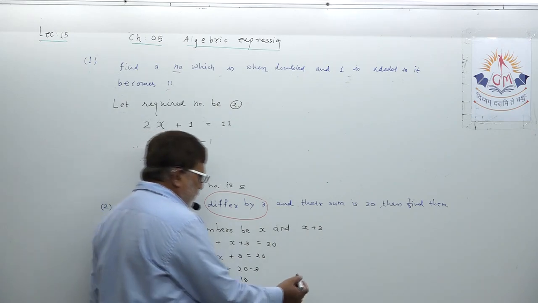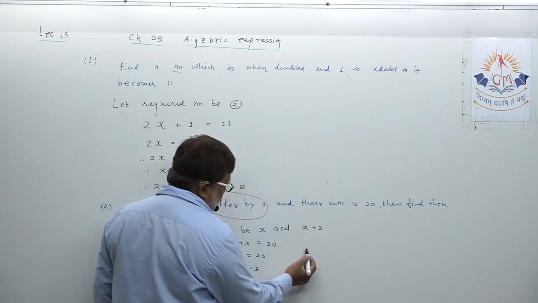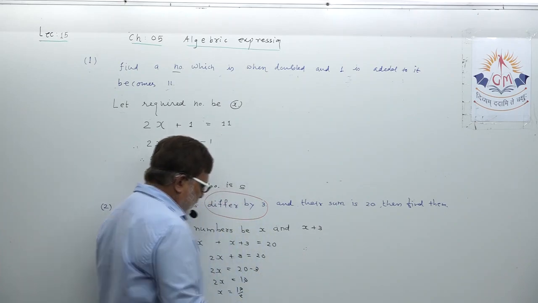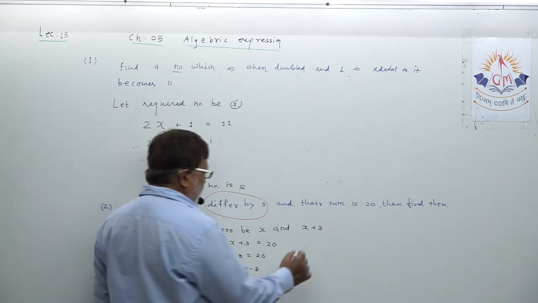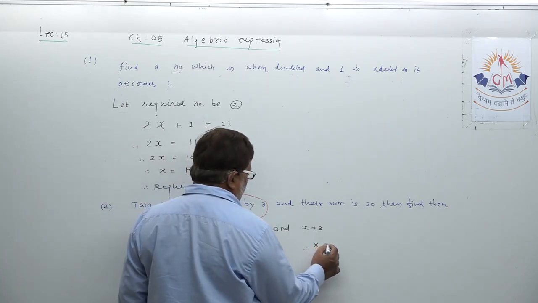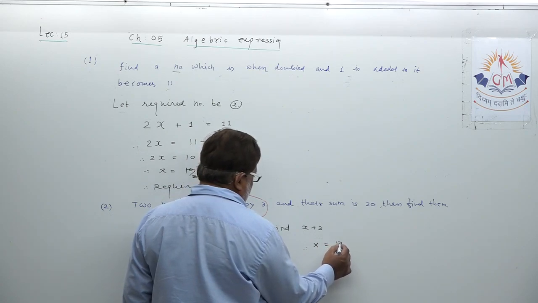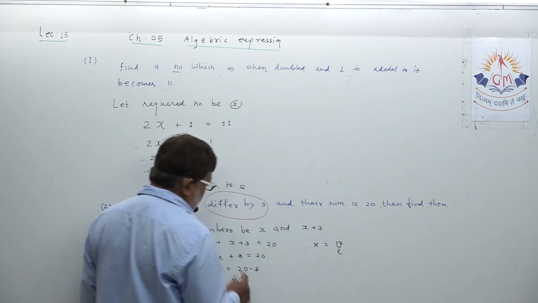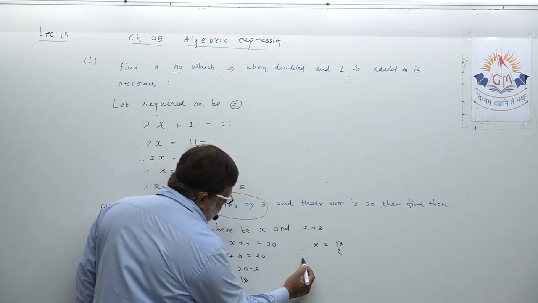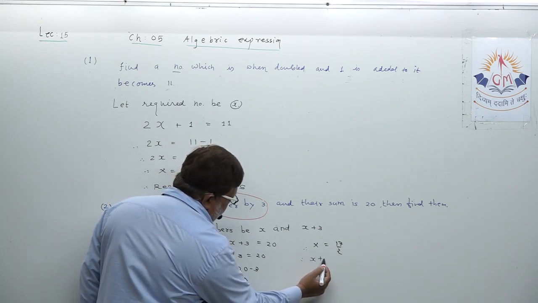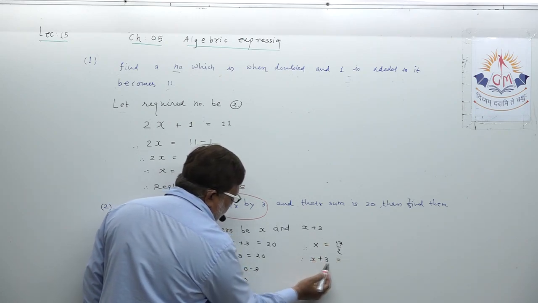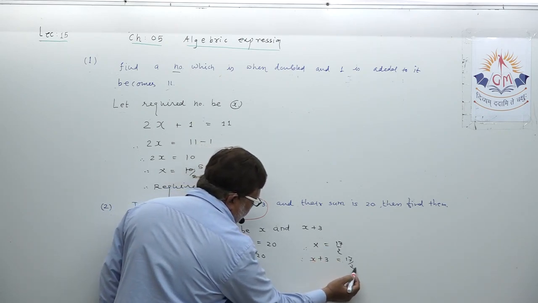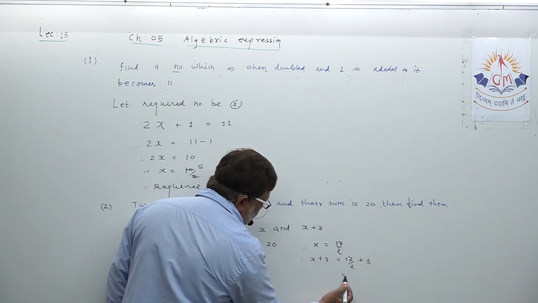So how to do, dear student? After you got x, I am continuing here. You have to continue in your book in this way, okay? Two numbers, first number x, you got the answer 17 upon 2. Second number, dear student, is x plus 3. So you have to substitute this value here, 17 upon 2 plus 3.